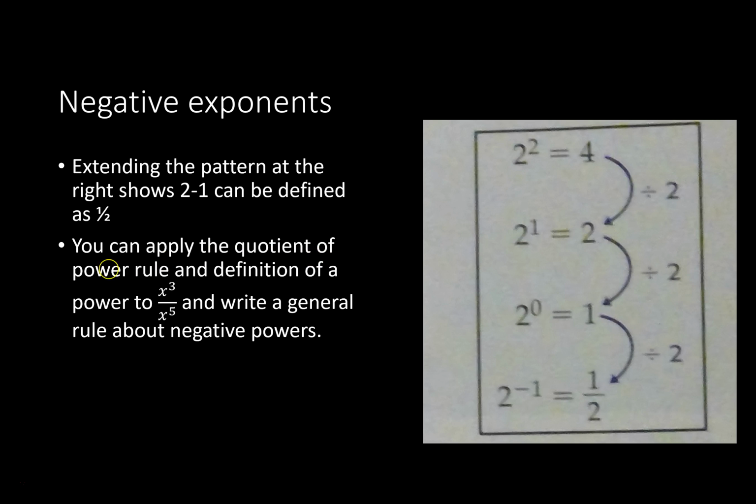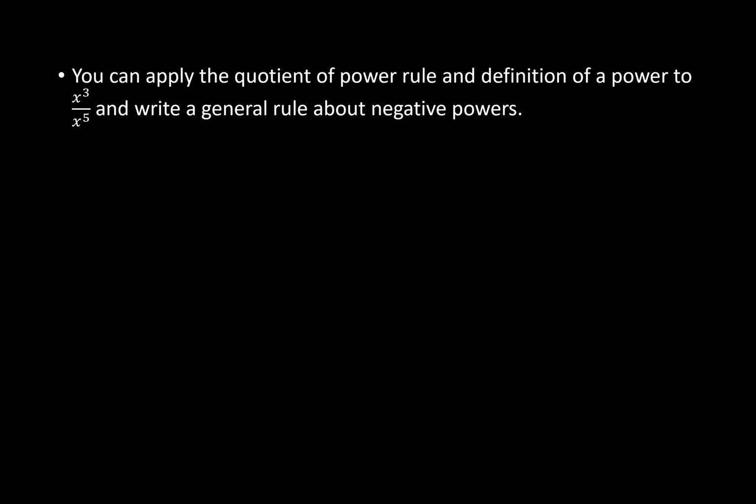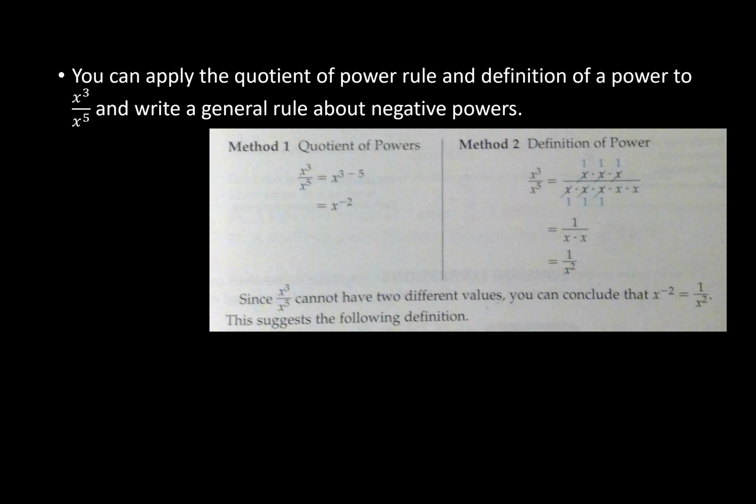You can apply the quotient power rule to x to the third over x to the fifth to write a general rule about negative powers, because once we get to negative, now all of a sudden it's an over something. So you can apply that general rule here. So here's two ways to do this. You could go x to the third minus 5, which would be x to the negative 2. That's one way to do it.